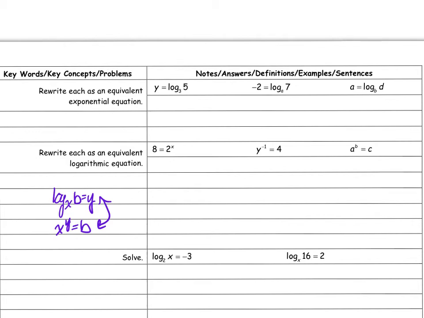So my first section says rewrite each as an equivalent exponential equation because it's got a log in it. So my answer cannot have a log in it. So I want to rewrite it as an exponent. So I'm going to take my base, which is 3, to the y power equals 5. And that's all there is to it. 3 to the y power equals 5.